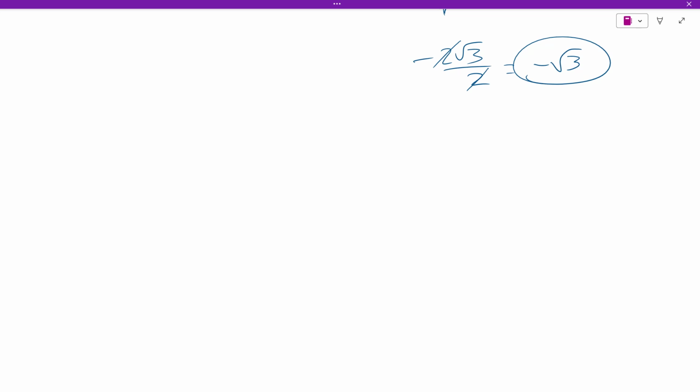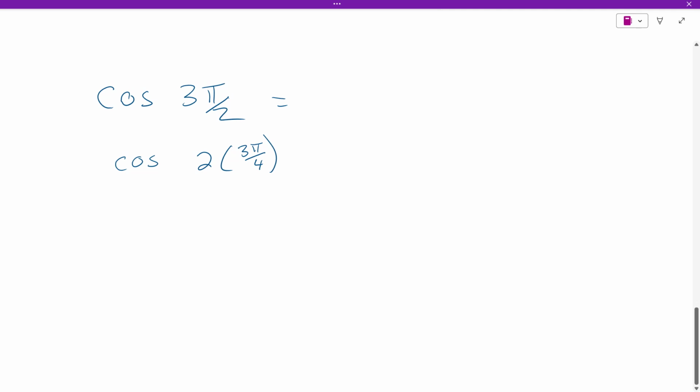Maybe 2 more, and then we'll be done. The cosine of 3 pi over 2. Well, the cosine of 3 pi over 2 is the cosine of 2 times 3 pi over 4, because if you take 2 times 3 pi over 4, the 2 and the 4 cancel, be 1 and 2. So that's how you get there. So you take this and take half of it, and that goes in your parentheses. This is your x.